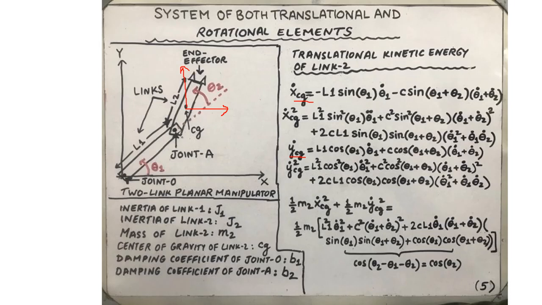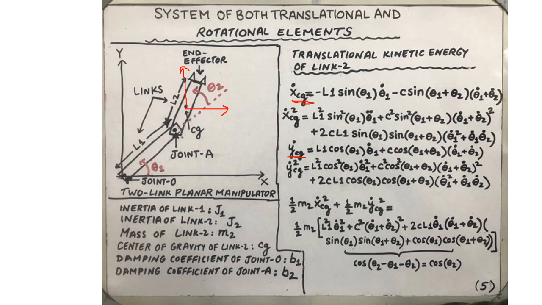For those velocities, take the time derivative of xcg and ycg. And because xcg and ycg are both functions of theta 1 and theta 2, it is important to remember that both the displacement variables are functions of time. Therefore, the calculation of the corresponding velocity variable requires application of the chain rule.